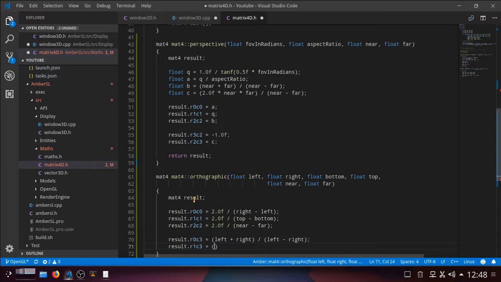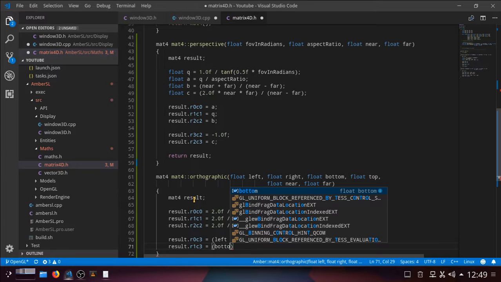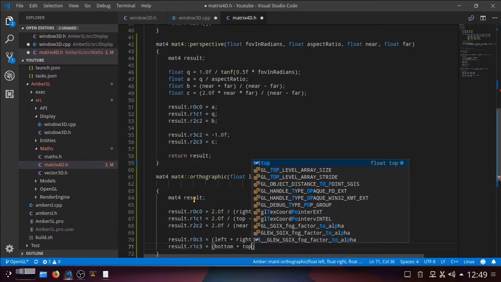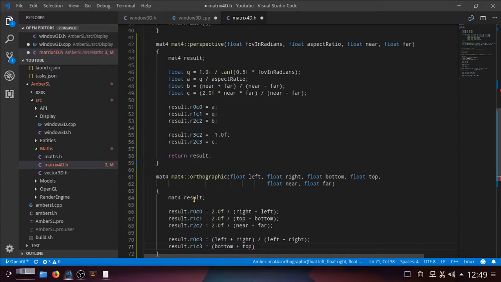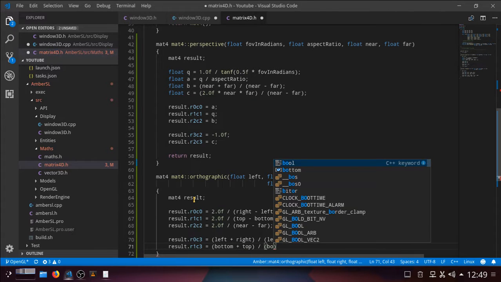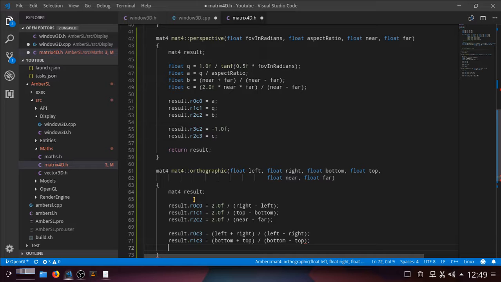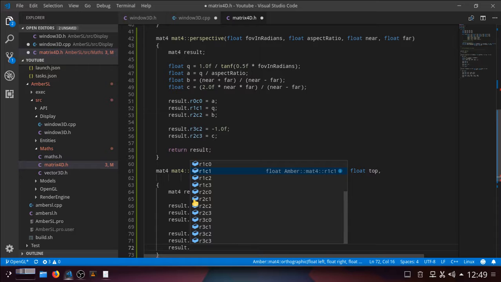equals, and what we got, bottom plus top. And what do we have to do with that one? We have to, yeah, divide it by that. And that's going to be bottom minus top, isn't it? Yeah. These I don't memorise, I do have them written down. The equations, that is, it's just getting them in the right order.